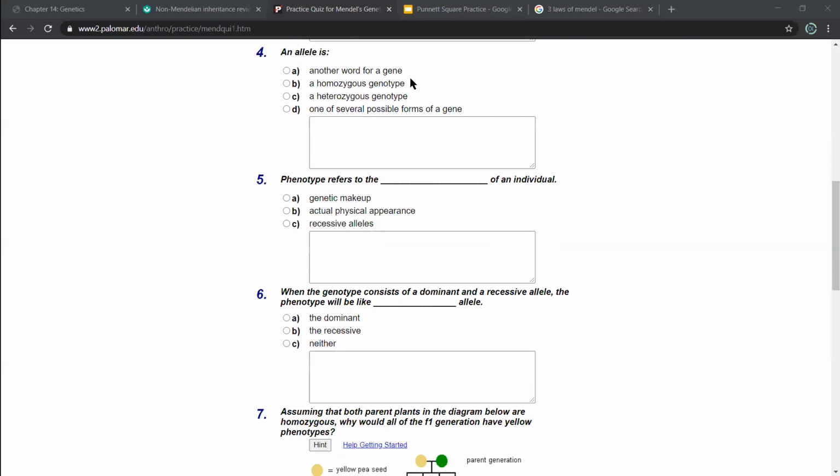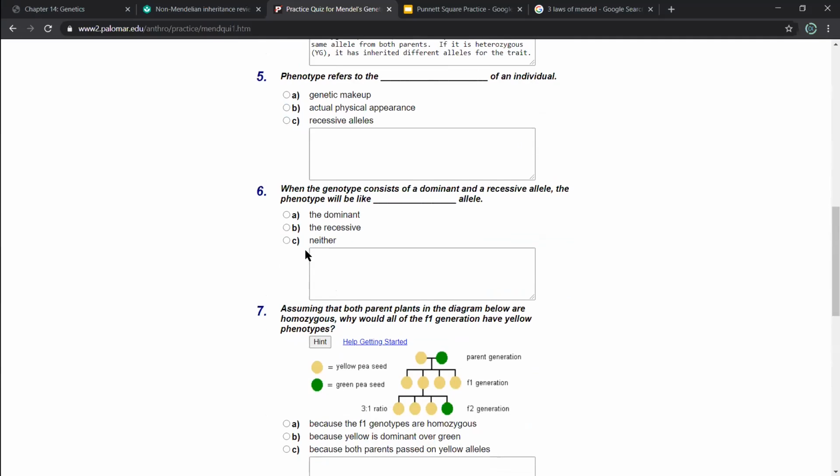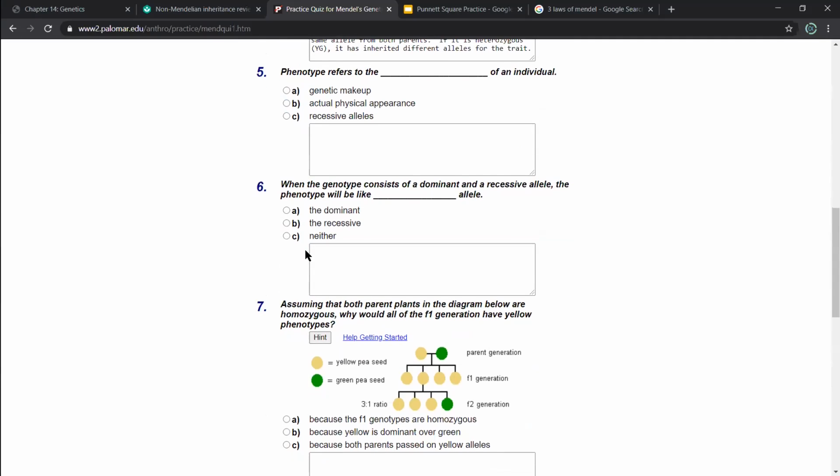All right, I'm going kind of quickly, but the answer is D here. It's one of the several possible forms of a gene. Homozygous, remember, is kind of like a genotype. Heterozygous is also specific: how you inherit those alleles is what homozygous and heterozygous describe, and allele is not synonymous with gene. Next question, phenotype refers to the blank of an individual.